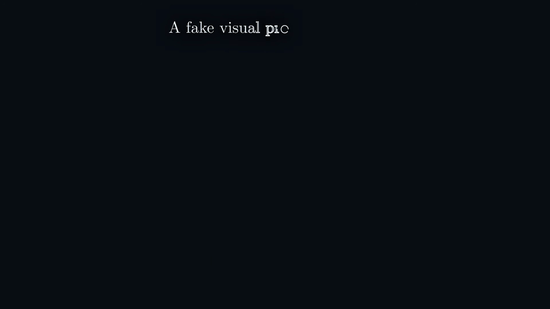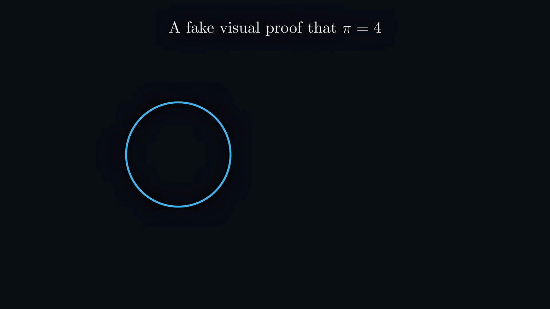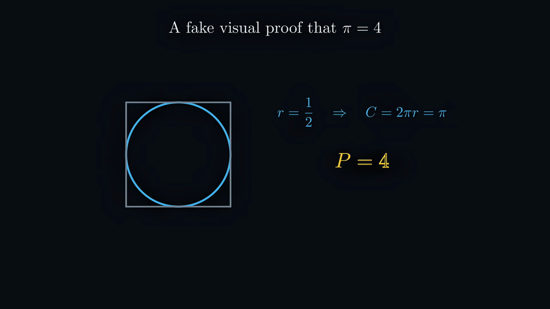Here's a really fun one. Here's a fake visual proof that pi equals 4, even though we know it's approximately equal to 3.14. Now, draw a circle, and that circle has a radius of 1/2. So we can solve for its circumference as 2 pi r, or just pi. Now if we draw a square outside of the circle with the same side lengths as the circle's diameter of 1, we can solve for its perimeter as 4.